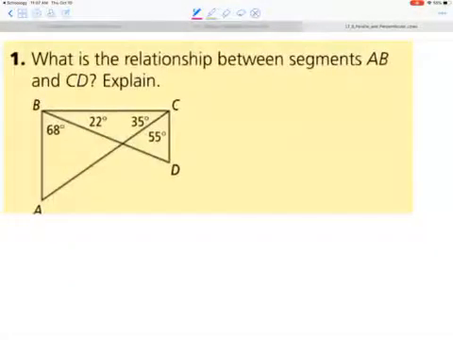What is the relationship between segments AB and CD? Pause the movie, try this on your own, and press play when you are finished. The relationship is that they are parallel. We've got that these two angles formed are 90-degree angles. So they are, in fact, perpendicular to the same line, so they are parallel.